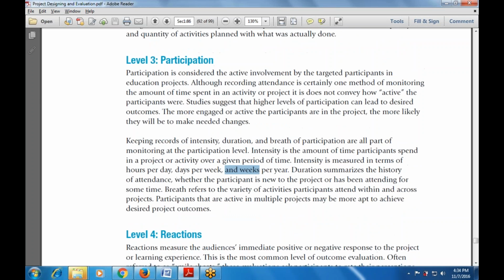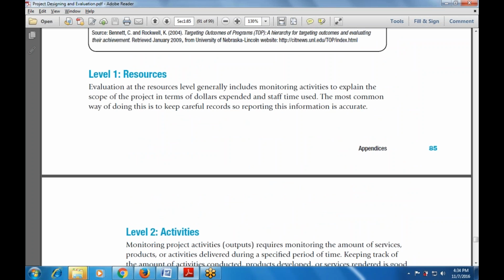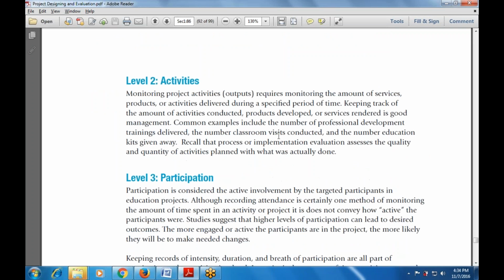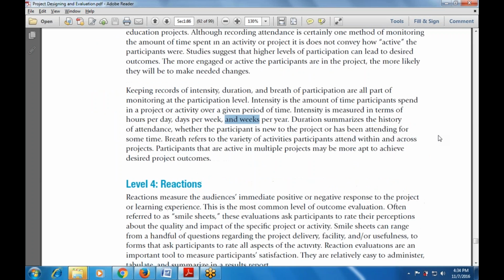That is level number 3, participation. So we're done with the resources, whatever resources are required. We're done with the activities that are planned, and the participation, whoever the participants are, which is level number 3.